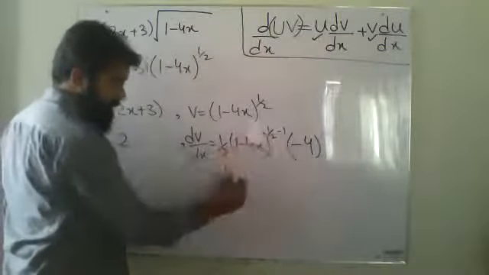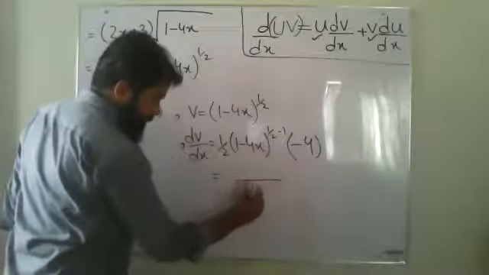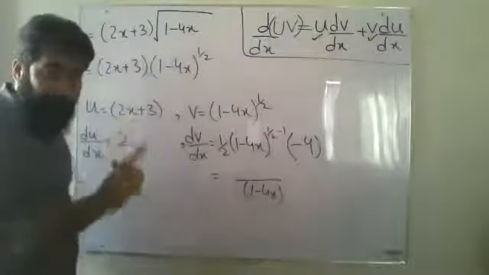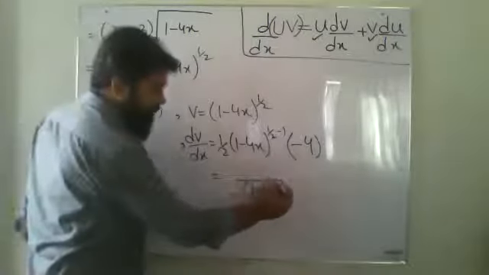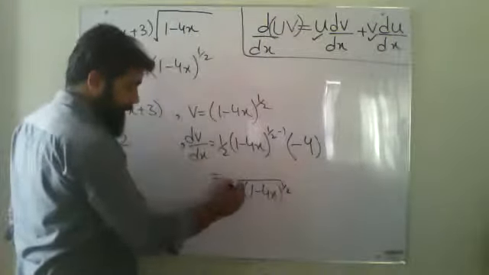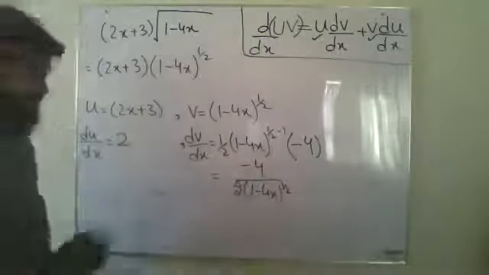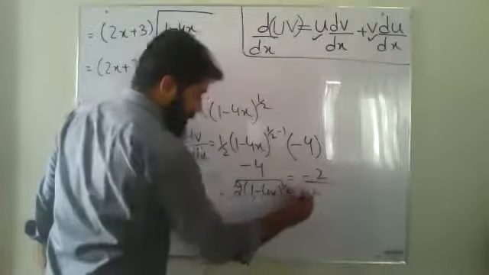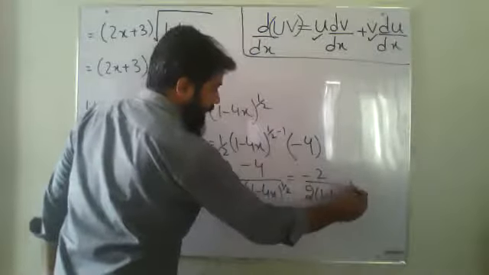Half minus 1 will be minus half. So that will be written in the denominator. 1 minus 4x. Half minus 1 will be minus half. That's why I'm shifting it in the denominator. It will become plus half. 2 will be written over here with minus 4. Simplifying it, this will become minus 2 over 2, 1 minus 4x whole power half.